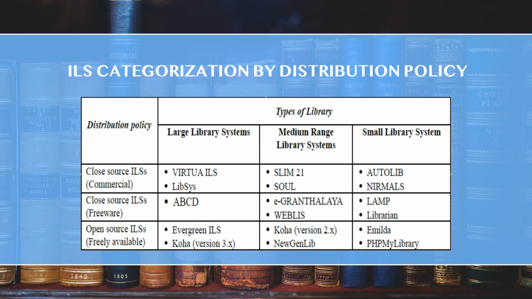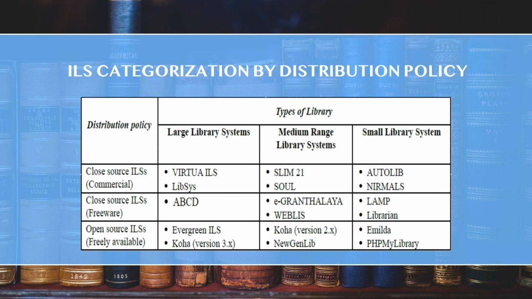We have divided all the Indian library systems into three categories: large library systems, particularly university libraries and national libraries; medium range library systems, college libraries and public libraries. Public libraries means district libraries or state central libraries. Then small scale library systems like school libraries or very small college libraries. Then again we formed another three-level matrix: closed source ILSs available commercially, closed source ILSs available freely, and open source ILSs available alongside the source code.